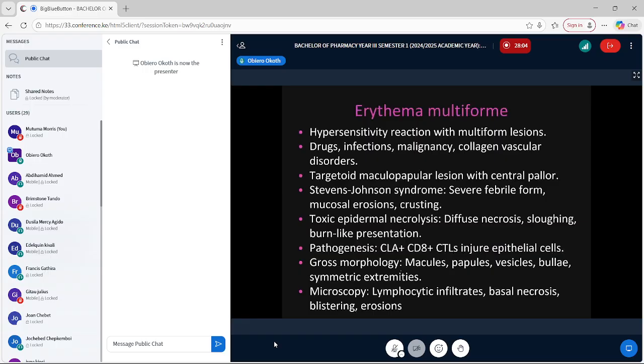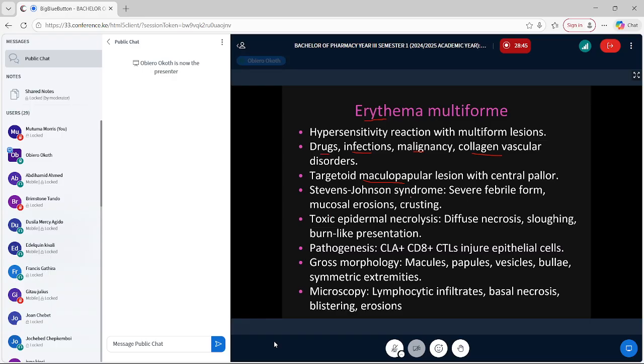We are going to come to it. It's a hypersensitivity reaction. We think it's a type 4 hypersensitivity reaction with multiple lesions. It could be a reaction to drugs, it could be from infections. And what you have are targetoid maculopapular lesions with a central pallor. Maculopapular means they are macules, they are flat, and the center seems to be a bit raised and erythematous, red.